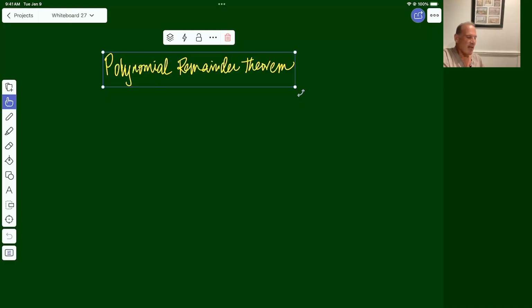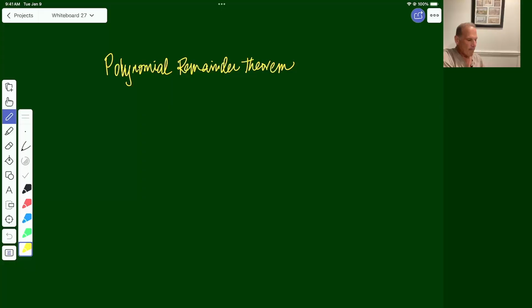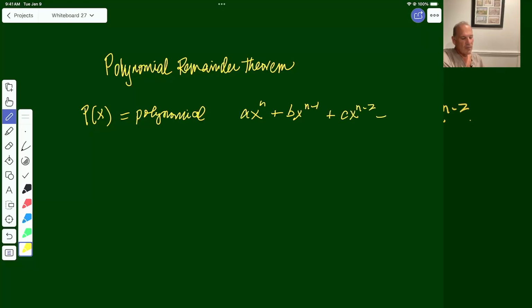So what it says is that if you have a polynomial, let's call it p of x, it's any kind of polynomial. And you know what the form of a polynomial is, something like a x to the n plus b x to the n minus 1 plus c x to the n minus 2 plus dot dot dot all the way down to some constant, right?